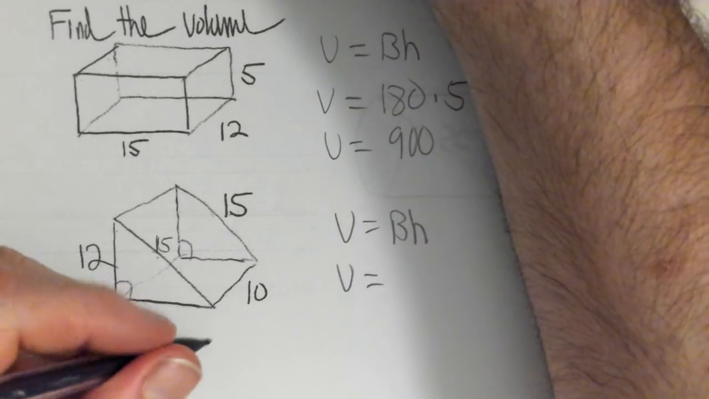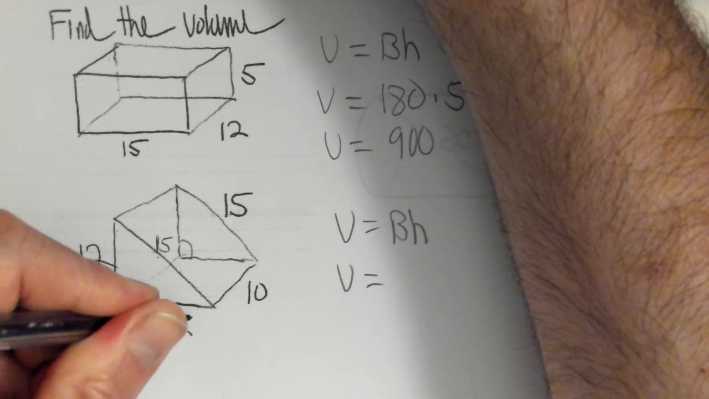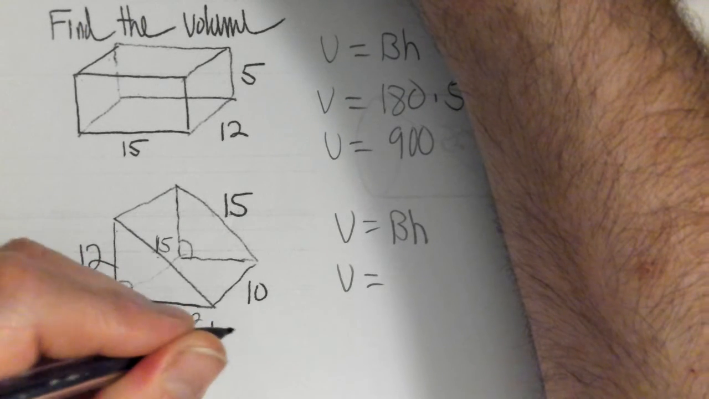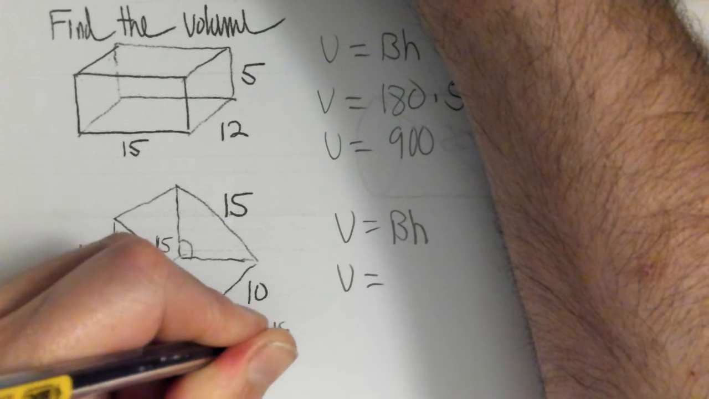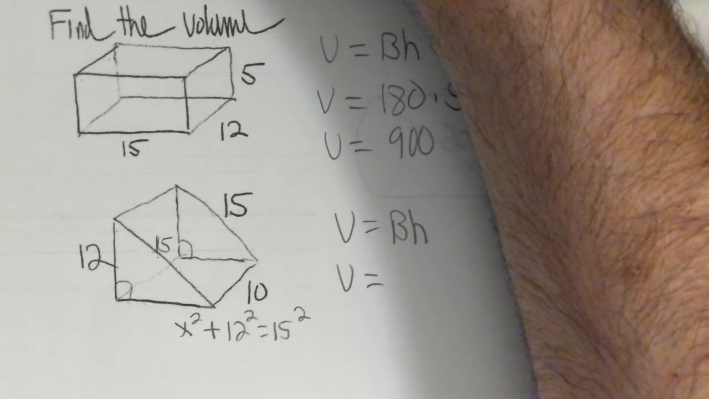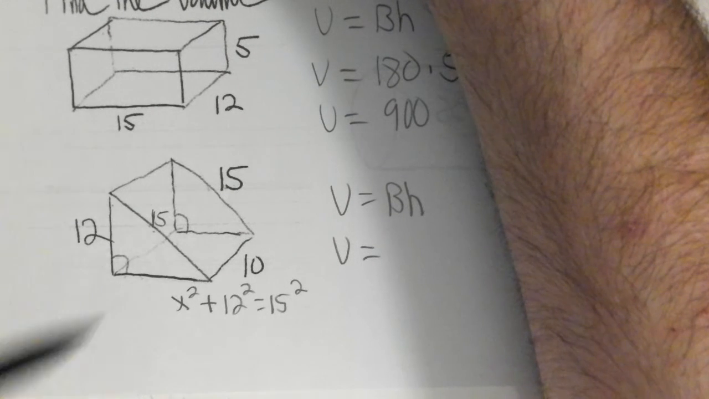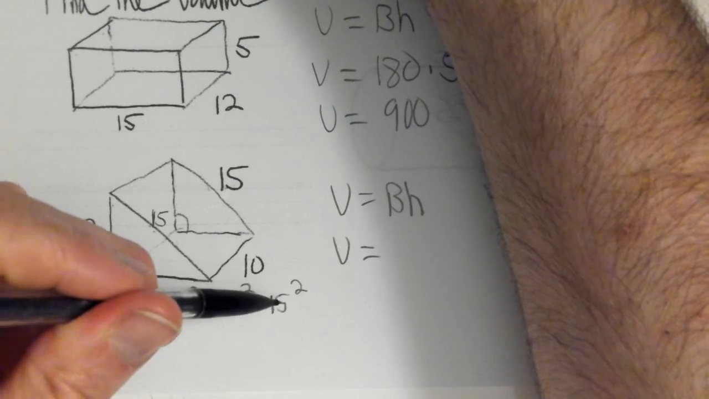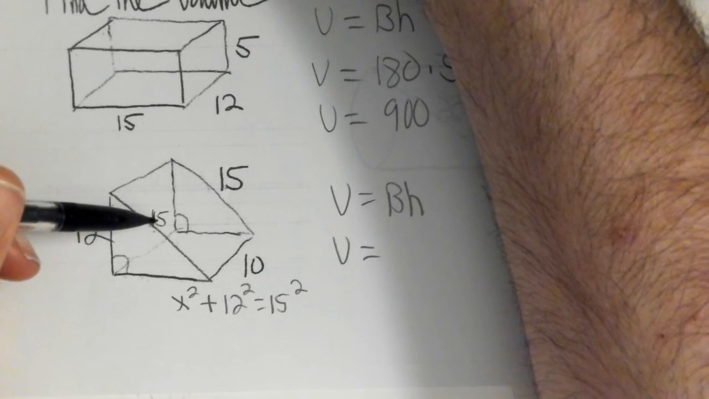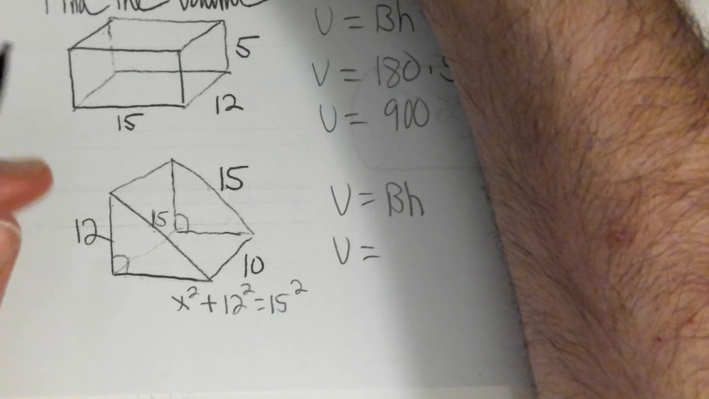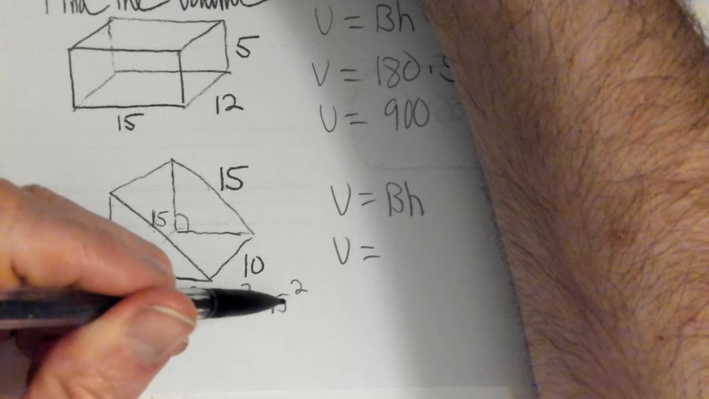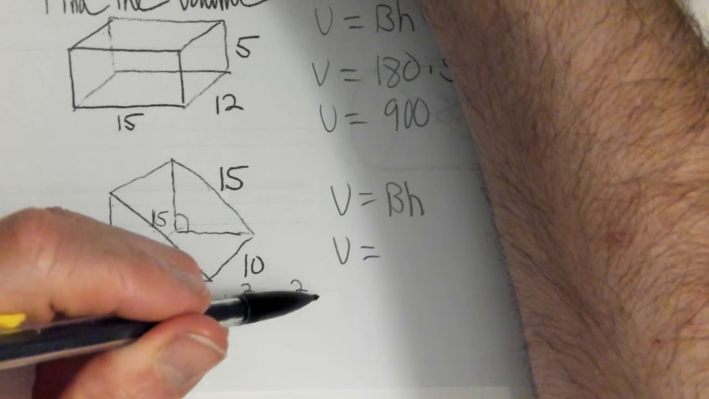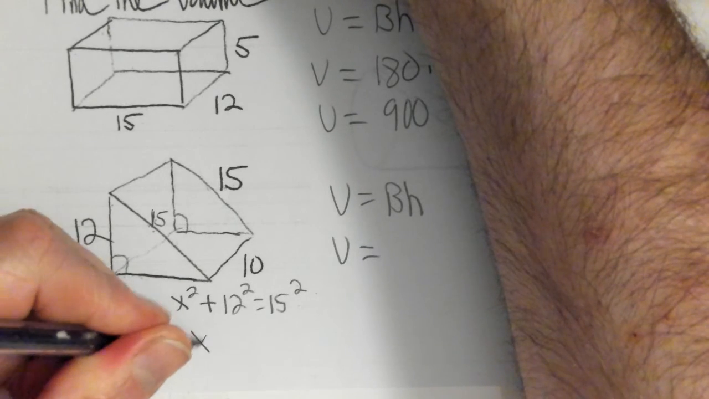So first thing I'm going to have to use is the Pythagorean theorem. X squared plus 12 squared equals 15 squared. All right. And so again, the hypotenuse is always C. The hypotenuse is across from the 90. That's how we know. And so I can move this over to the other side. So I can do the square root of 15 squared minus 12 squared. Let's see what that equals.